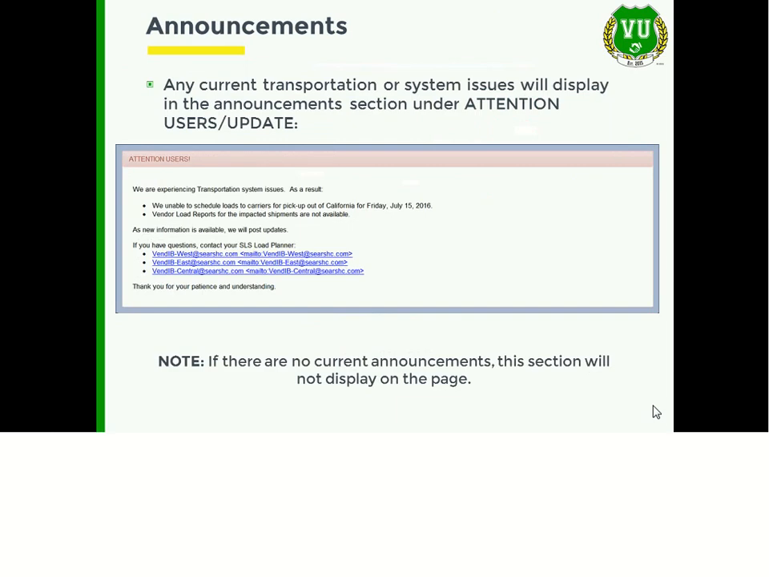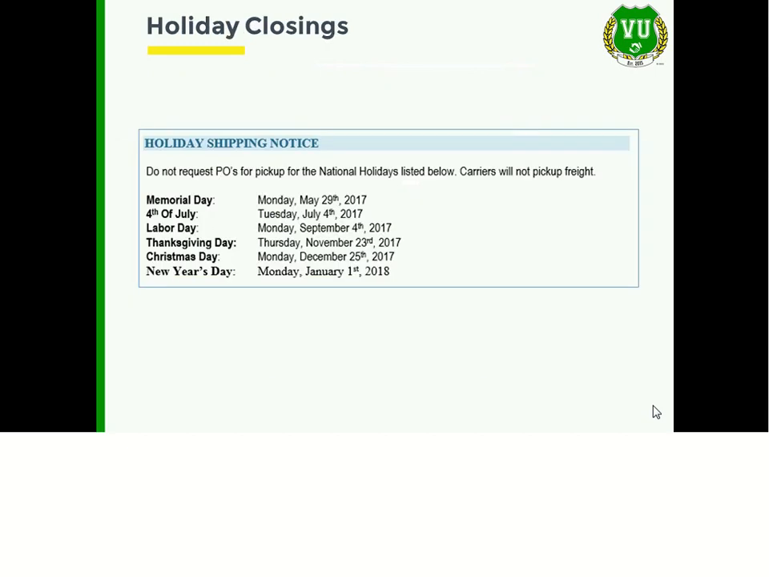Any current transportation or system issues will be on the top of that splash page under Attention Users and/or Update. If there are no current announcements, this section will not display on the page, or the information will just be general information. Holiday closings: it's important that you do not request POs for pickup on the national holidays listed below. Our carriers will not come in to pick up freight on those days.